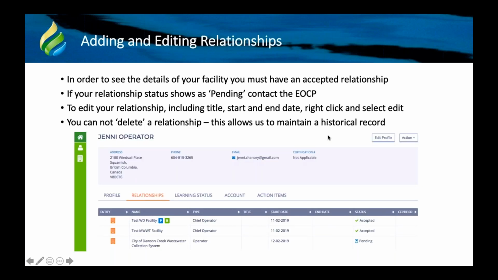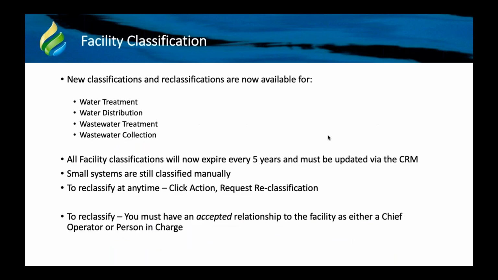So before I move on, we're going to talk now about facility classification. In order to be able to access all of this facility classification stuff, your relationship type needs to be either chief operator or person in charge. So if you're listed as operator, employee, consultant, administrator, you will not have access. Again, you can simply right-click edit to change that, or you can give us a shout in the office.